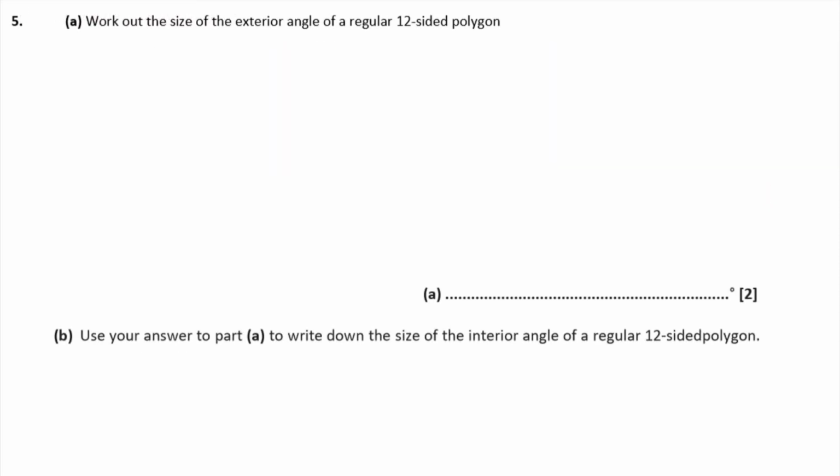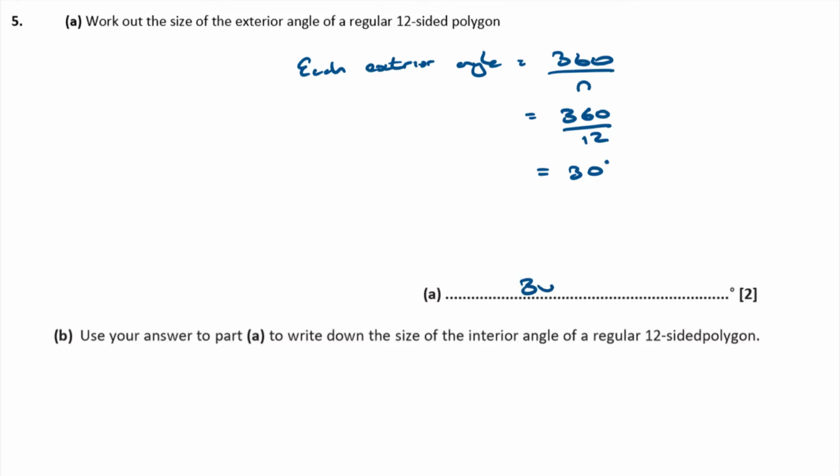Question 5a. Work out the size of the exterior angle of a regular 12-sided polygon. Well, that's easy. Each exterior angle, it's going to be 360 for any polygon. It's 360 divided by n, where n is the number of sides. So in this case, it's going to be 360 divided by 12 because it's a 12-sided polygon. 12 goes into 36 3 times. That's 30 then, isn't it? So each exterior angle is going to be 30 degrees.